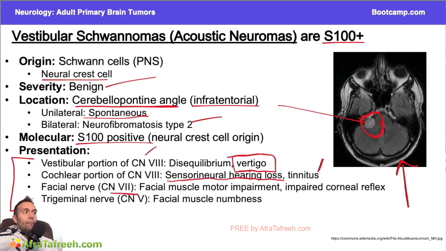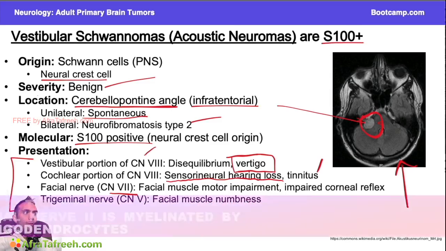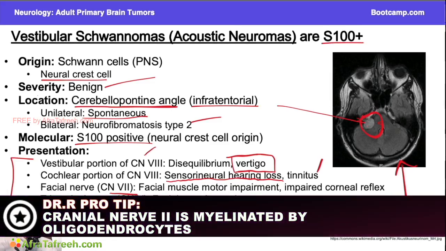Now, technically, this is really taking it a step further. Almost always they're going to ask you about the classic case. But I do want to tell you that sometimes these vestibular schwannomas can arise on other cranial nerves. There is a cranial nerve in particular that I'm thinking about that this will not arise on, and that's going to be cranial nerve 2, because cranial nerve 2 is myelinated by oligodendrocytes, okay? And I think we talked about that as well.